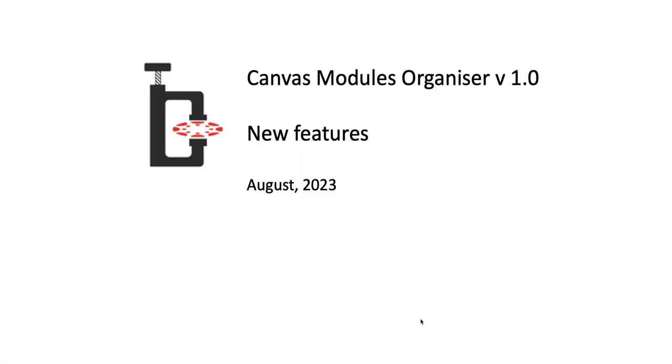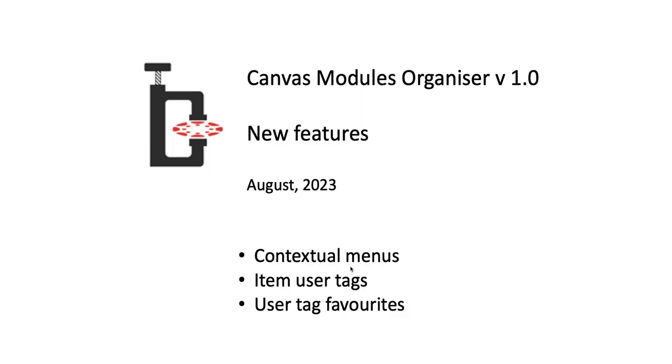Welcome to this video, which will present the new features in the version 1.0 release of the Canvas Modules Organiser browser extension. The major new features are as follows: the contextual menus, item user tags, and user tag favorites. I would like to add that these features have been added at specific request by users. I will also mention some minor features that have been added as we go along.